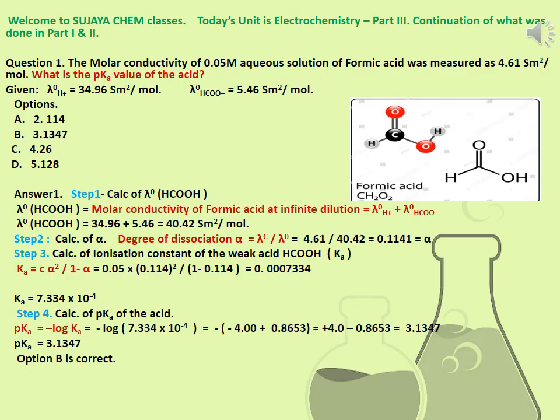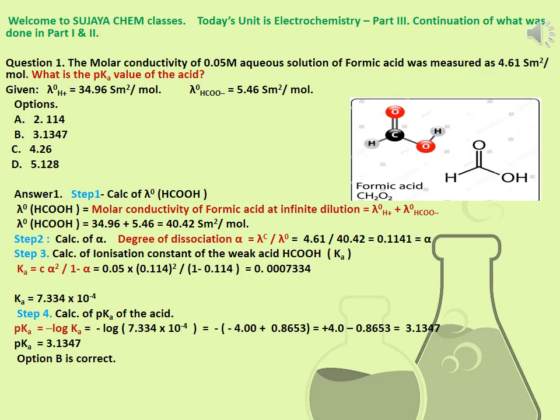First step, calculation of molar conductivity at infinite dilution of formic acid. That can be done by finding the sum of molar conductivity of both the cation and anion at infinite dilution. When we add it, that is 34.96 plus 5.46, we get 40.42 Siemens meter square per mole.